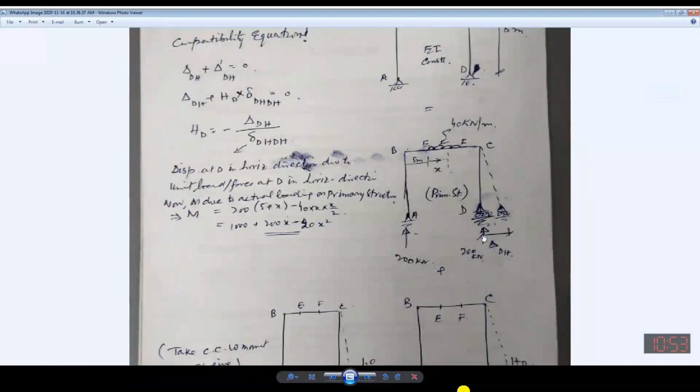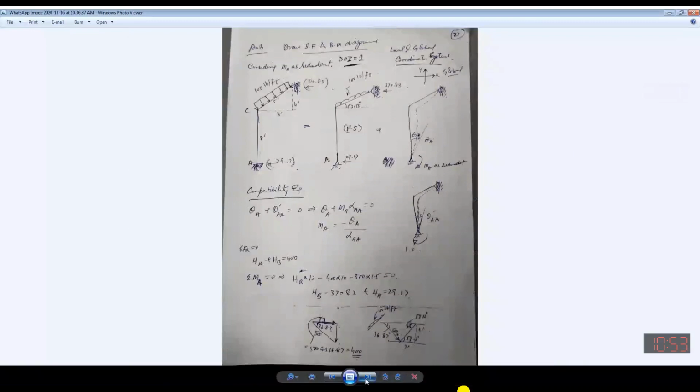Now this 200 kilonewton is passing through this joint, so it will be having no effect on to produce the moment for this CD segment. So its effect will be zero. So the same is written over there. You can see it, this one, that it is written as 0.